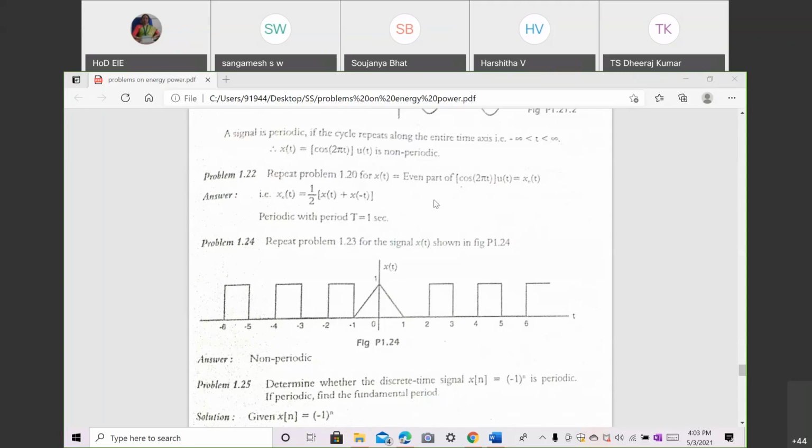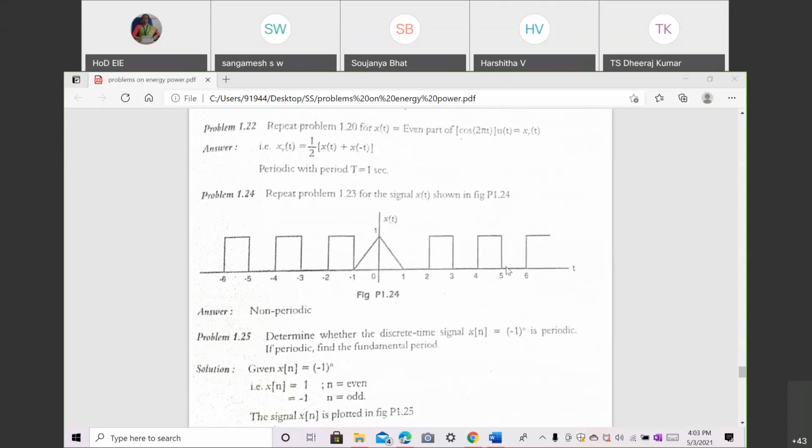Here they are mixing one problem with another and asking. That's why they want to know whether you know everything or not. One problem will check your knowledge, so we have to know everything one by one in detail, then only we can do it. That is periodic with T equal to 1 second.